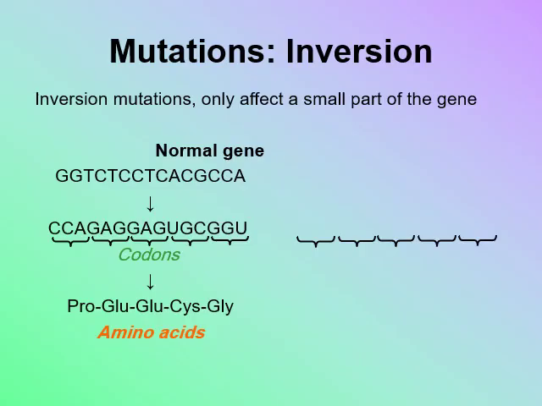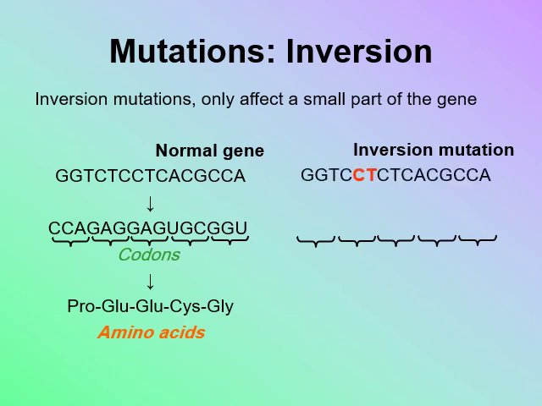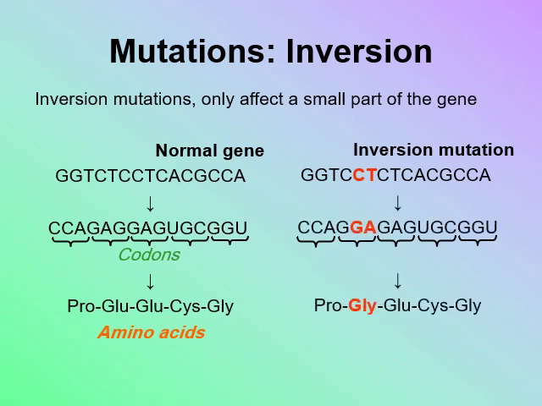The other type of gene mutation is called inversion. Inversion mutation only affects a small part of the gene, in which a small part of the gene is inverted. For example, if the TC is inverted into the CT, it leads to changes in the polypeptide due to the change of the amino acid glutamic acid into the amino acid glycine.